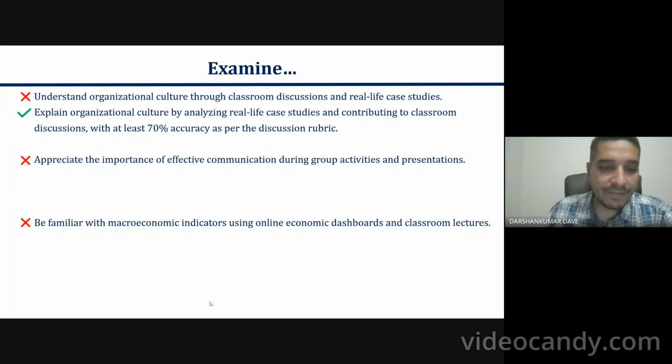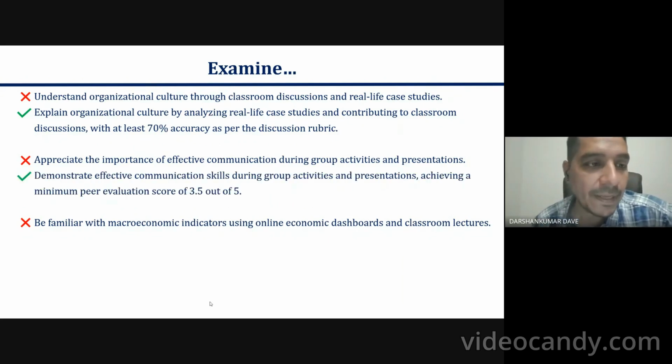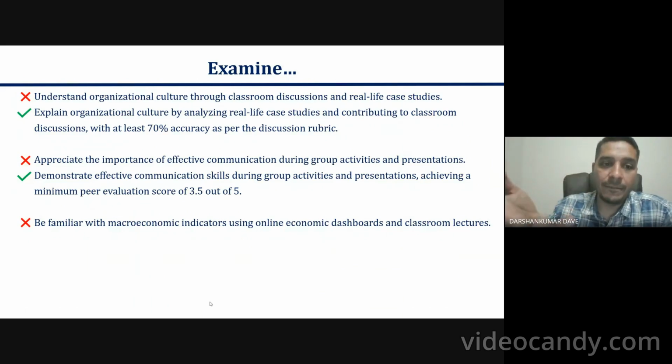How can we check and correct the second one? "Appreciate the importance of effective communication." The target, or the objective, is to check whether my student can explain, or demonstrate, that he or she communicates effectively. So that should be demonstrated.